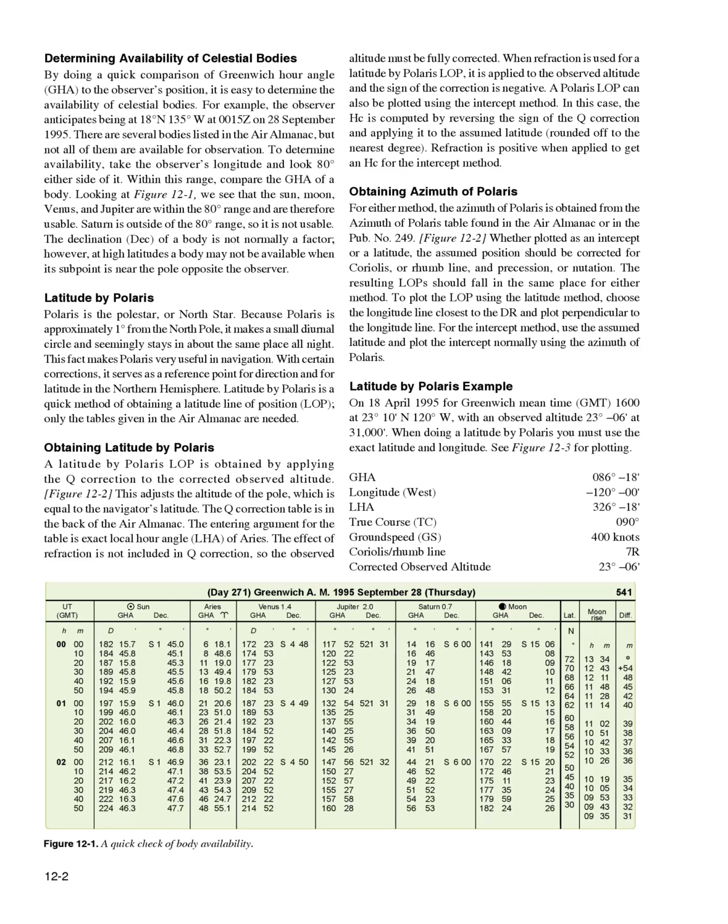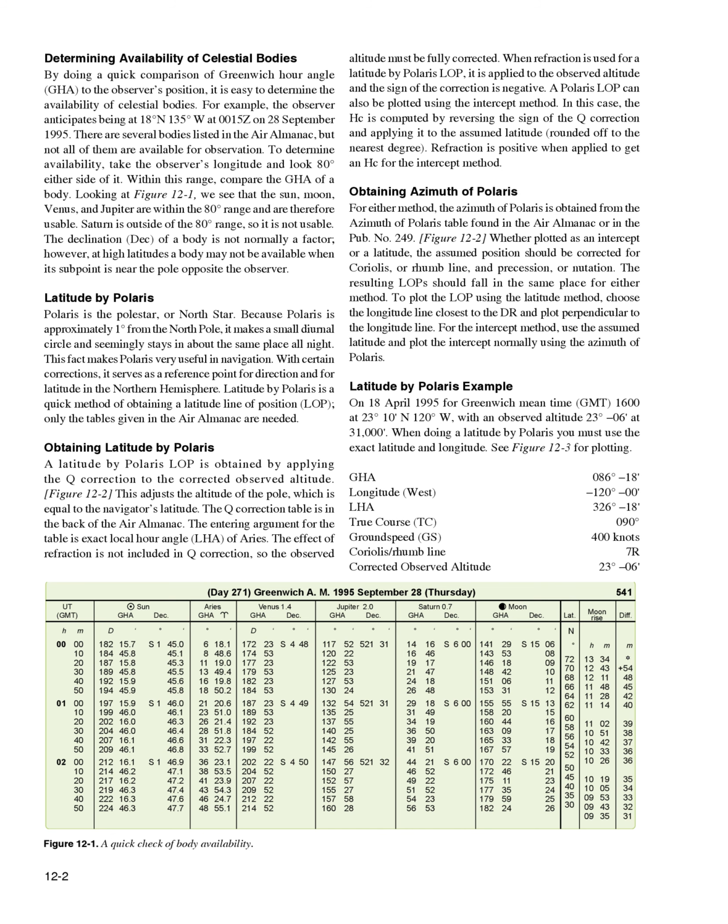Determining availability of celestial bodies. By doing a quick comparison of Greenwich hour angle, GHA, to the observer's position, it is easy to determine the availability of celestial bodies. For example, the observer anticipates being at 18 degrees north, 135 degrees west at 0015 Z on September 28, 1995. There are several bodies listed in the Air Almanac, but not all of them are available for observation.